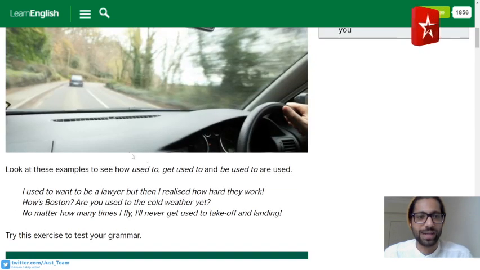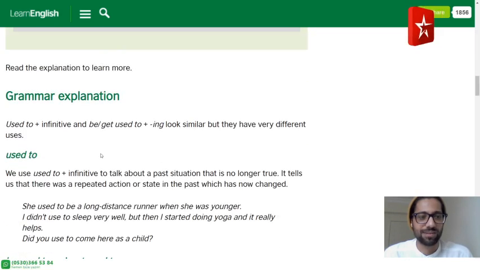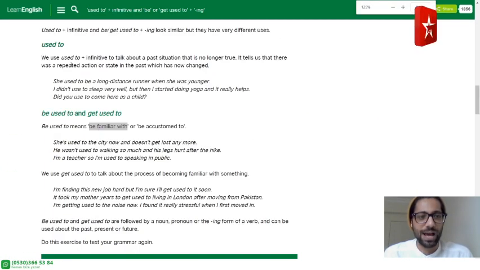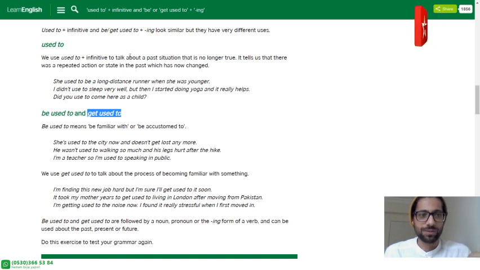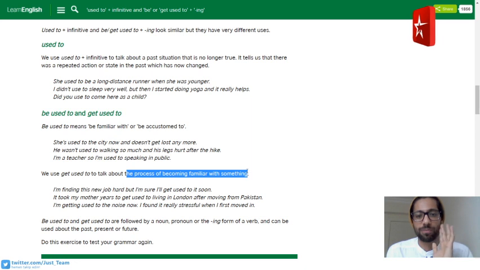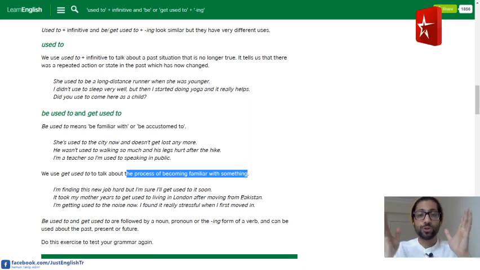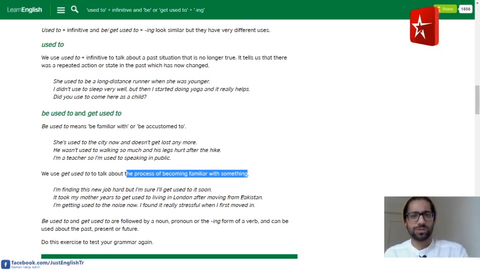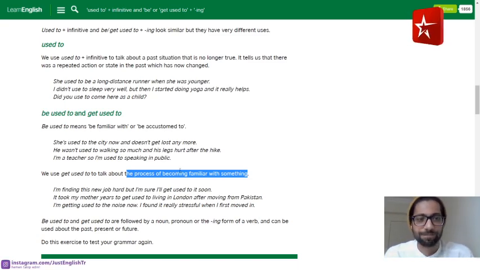Now, a quick recap for everything we did here. Guys, you need to focus. You have used to, be used to, and get used to. We have three. First one, about a past situation no longer true. Be used to, be familiar with something or be accustomed to something. And get used to, the process of becoming familiar with something. The process, which means you are there, but you are getting used to it.